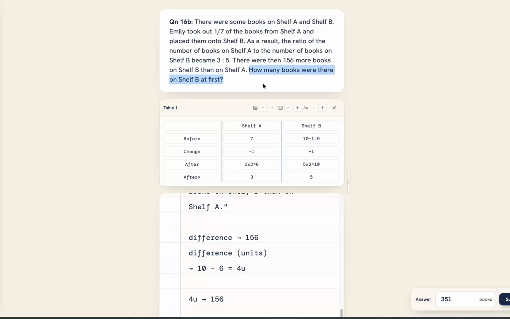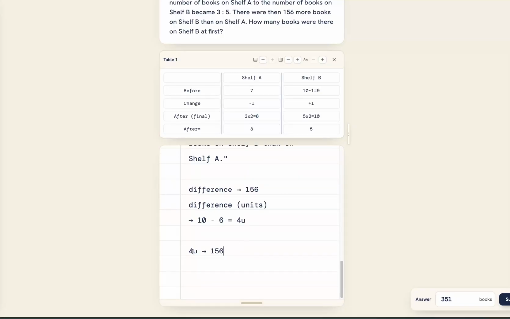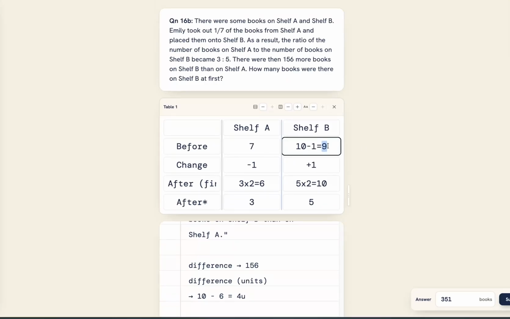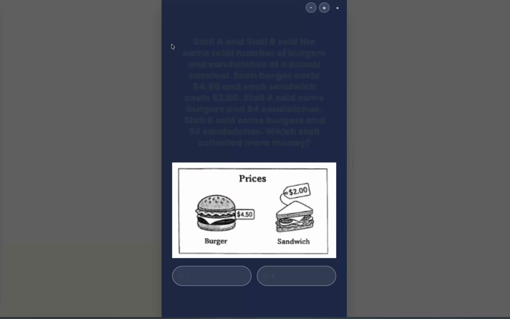So for part B, how many books were there on shelf B at first? So we know that the difference in the question is 156. So the difference in units, 10 and 6 over here, will then be equal to 156. Therefore, 4 units is 156. Now we know that shelf B at first is 9 units. So that means 9 units will then be 156 divided by 4 times 9. And this will give us 351. Right, there you go.